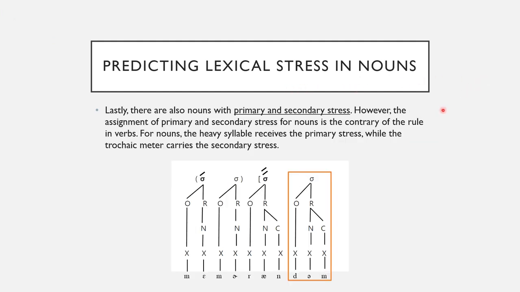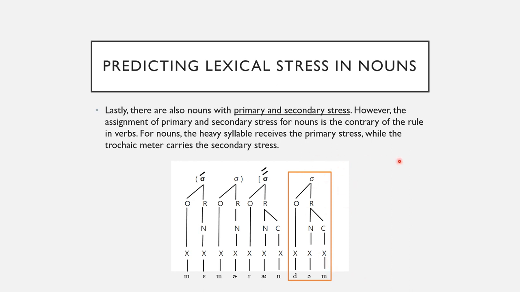Lastly, there are also nouns with primary and secondary stress. However, the assignment of primary and secondary stress for nouns is the contrary of the rule in verbs. For nouns, the heavy syllable receives the primary stress while the trochaic meter carries the secondary stress. Let's consider the word memorandum.